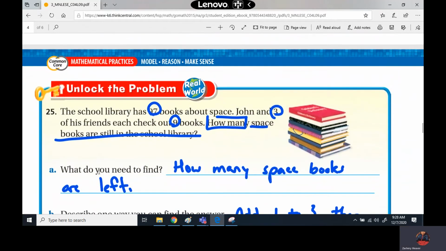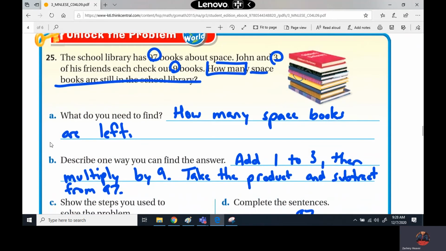The next one. This is the last page before we go on. It says the school library has 97 books about space. John and 3 of his friends each check out 9 books. How many space books are still in the school library? So, first off, what do we need to find? Well, the last sentence tells us how many space books are left. That's what we have to find. They have 97, but John and his 3 friends are going to check out books.